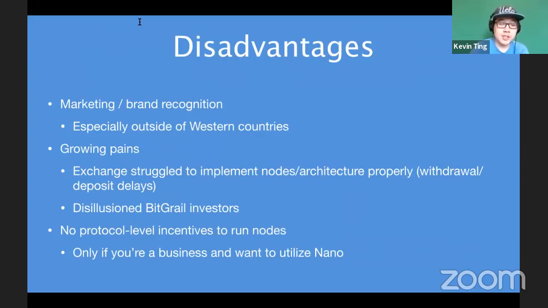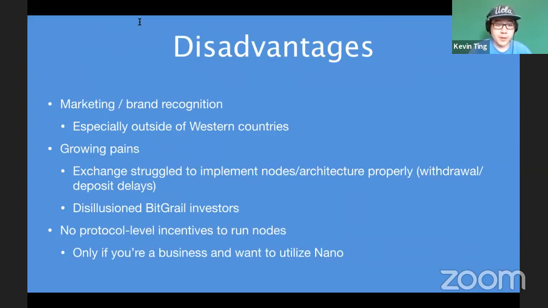Also, disadvantages: just growing pains of being a young crypto coin. If you guys recall, Nano had some exchanges struggling to implement their node architecture properly, which resulted in very frustrating withdrawal and deposit delays.